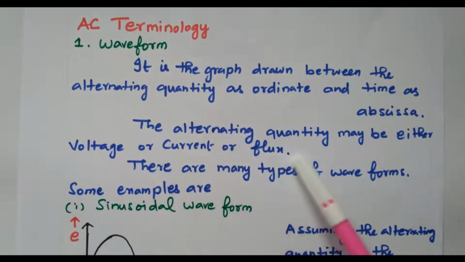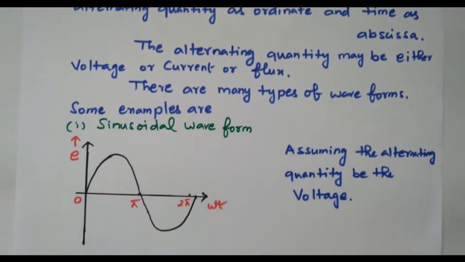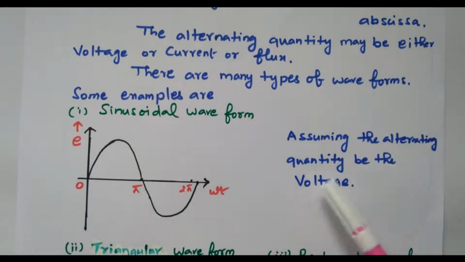The alternating quantity may be either voltage, current or flux. There are so many types of waveforms available. We will see these waveforms one by one. Let us assume that the alternating quantity is voltage. Here we will take the voltage as a reference.